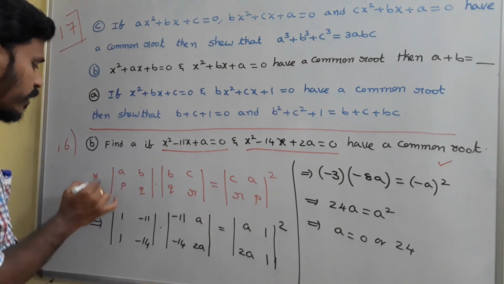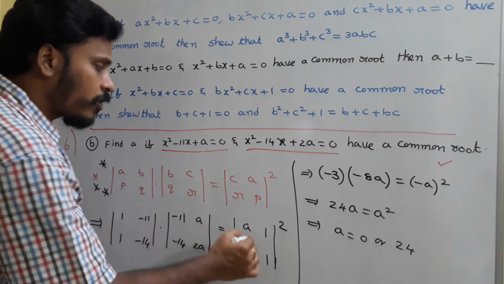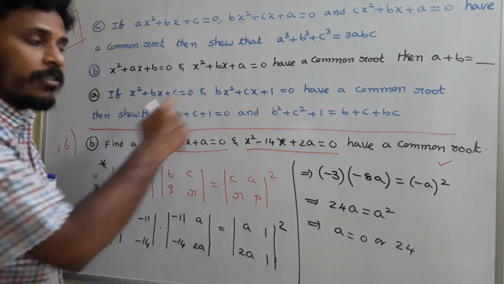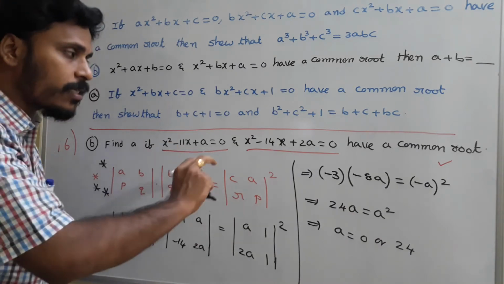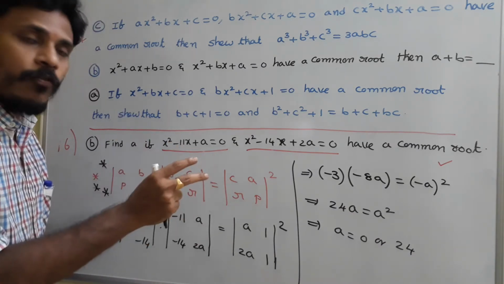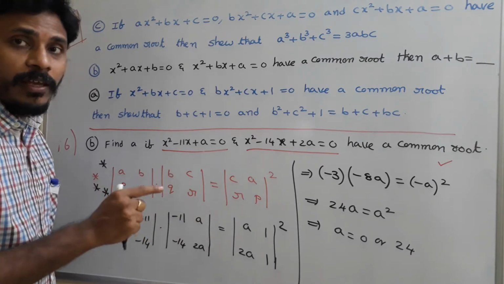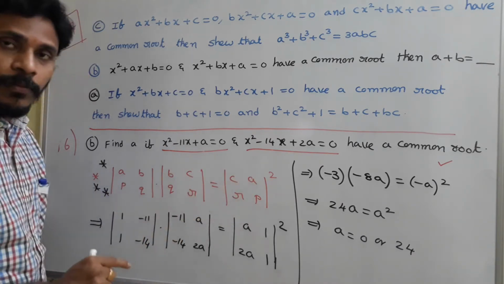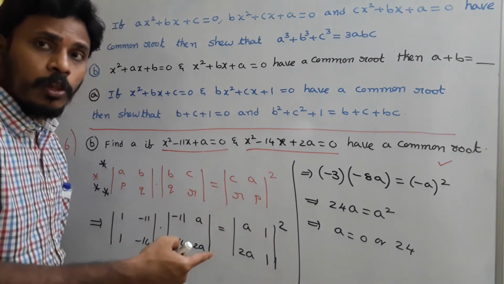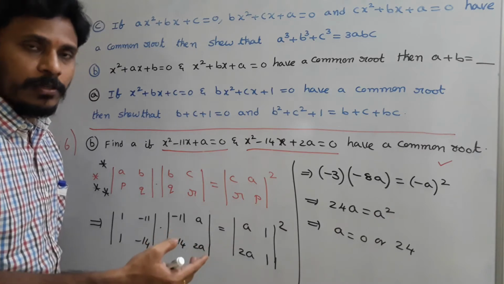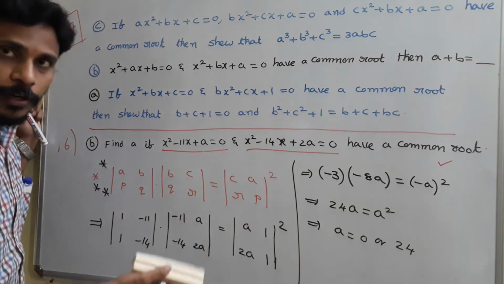As we discussed in the last class, this is the common roots condition. When you apply this condition for these two equations, on simplification you have the value of a as either 0 or 24. This is a direct way of solving the problem using the common roots condition. In another way, if you don't memorize this particular condition, you have another choice to solve the problem by the regular procedure. Your answer at the end is 0 or 24.